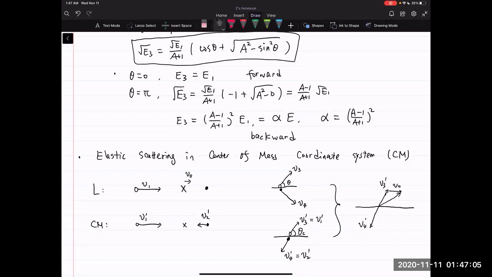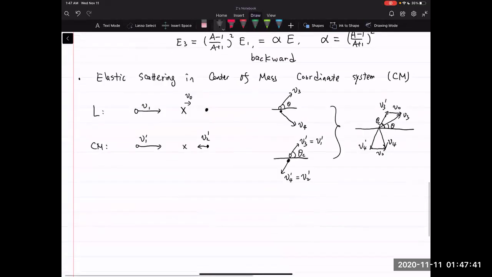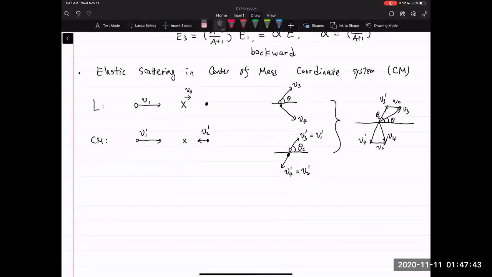Then we get V3. So this would be your V3. And same thing for V4: we add V0, and we get V4. Just by combining these two figures together. And this angle is theta, and this angle is theta c in the center of mass coordinate. Then we can find out what is the relation between theta and theta c.